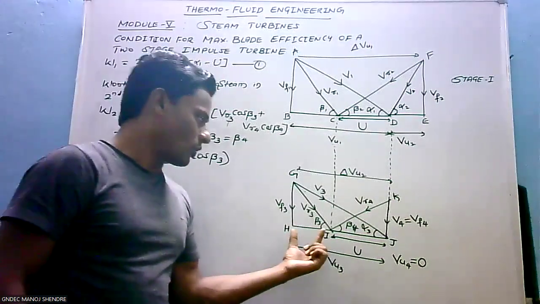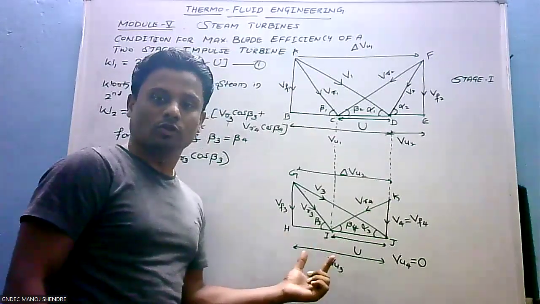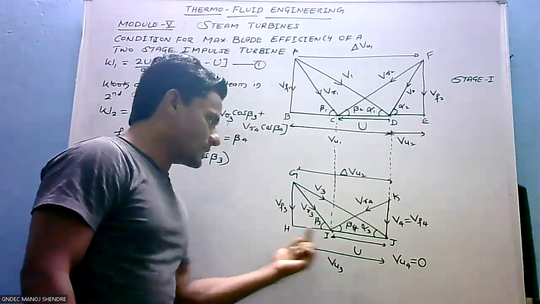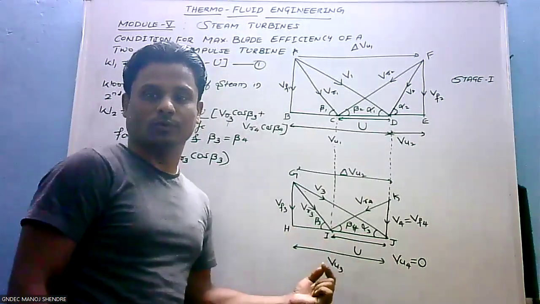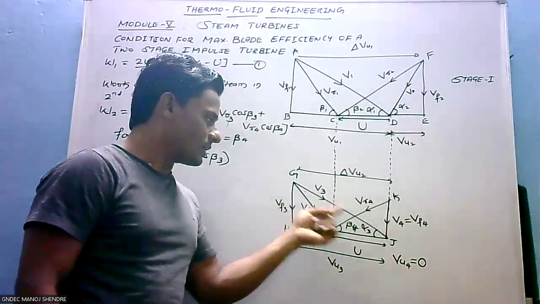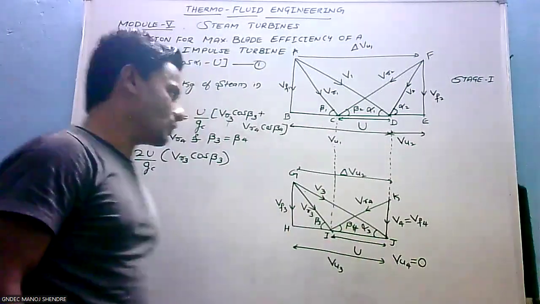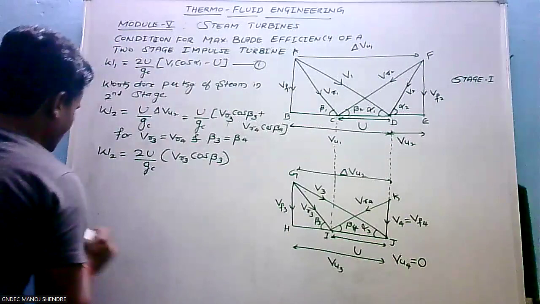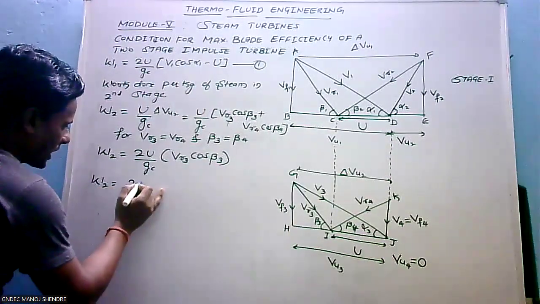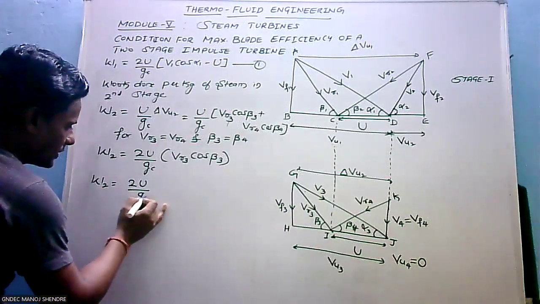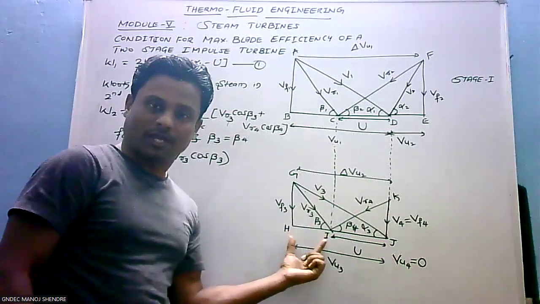Now here VR3 cos beta 3 is HI. It can also be written as HJ minus U. HJ is V3 cos alpha 3, V3 cos alpha 3 minus U. V3 cos alpha 3 minus U. Look at the board carefully. W2 equals 2 times U by GC into VR3 cos beta 3. VR3 cos beta 3 is HI.